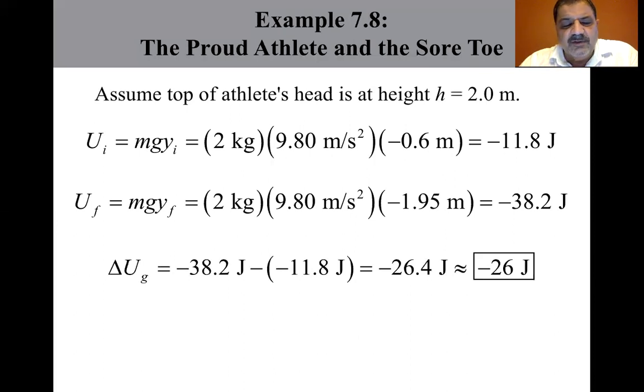The change in potential energy is independent of the choice of configuration of the system representing the zero of the potential energy, where our reference point is. If we wanted to keep only 1 digit of our estimates, we could write the final result as 30 joules. It's a rough estimate anyway.